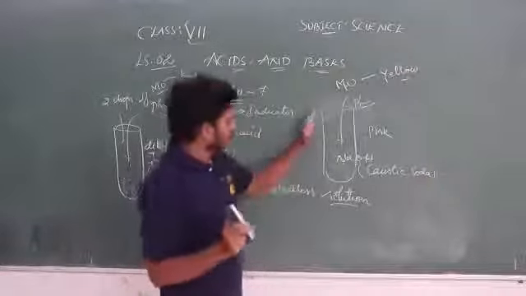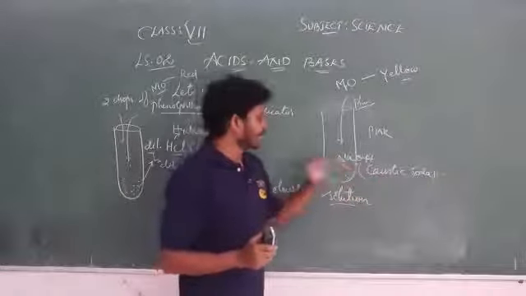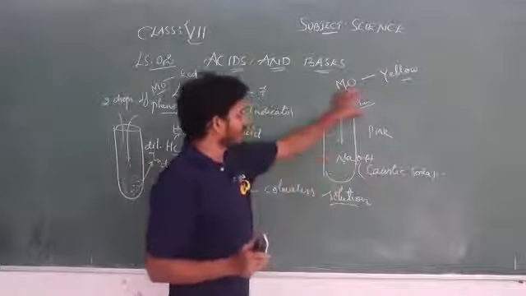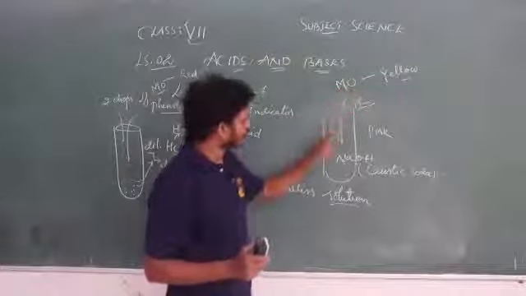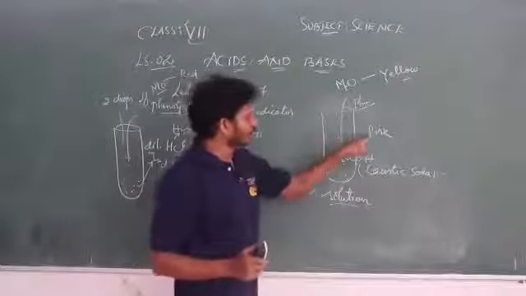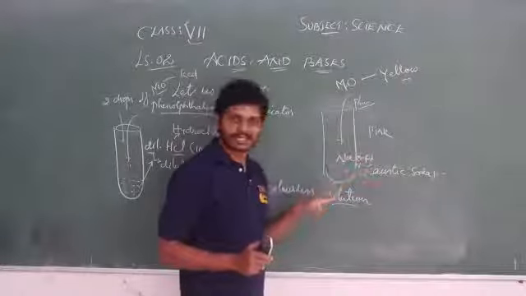Means here, in the test tube, what is present? Caustic soda is present. That means NaOH, sodium hydroxide solution, is present inside. First, you have taken an indicator, phenolphthalein, and a few drops are added into it. So what do you observe? It changes its color to pink. By this we can confirm it is basic in nature.